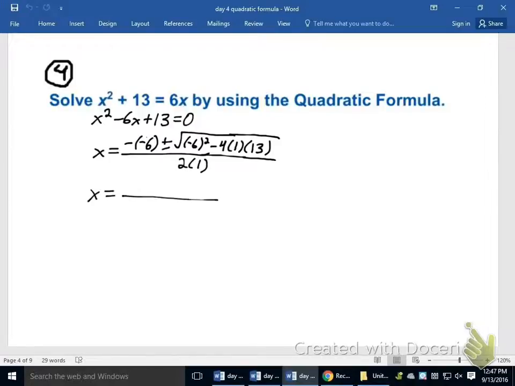And now we'll just start the process of simplifying that down, very similar to what happened on the last one. The 4 times 1 times 13 ends up being 52, so minus 52 over 2 times 1 is 2. Now when you do 36 and you subtract away 52, you end up getting negative 12. Or excuse me, no, negative 16. Sorry about that.